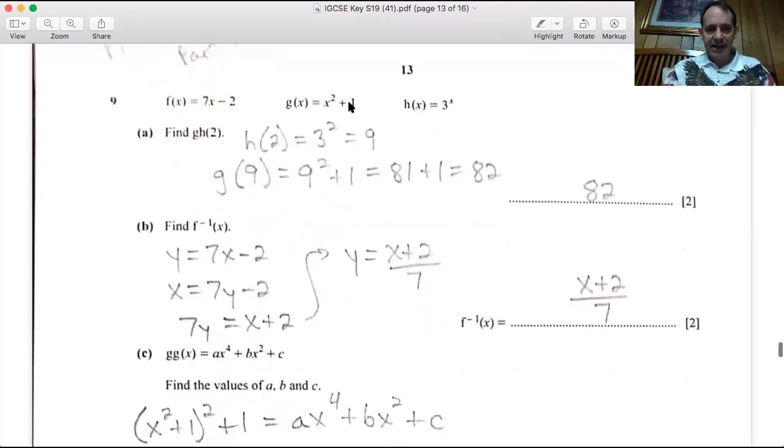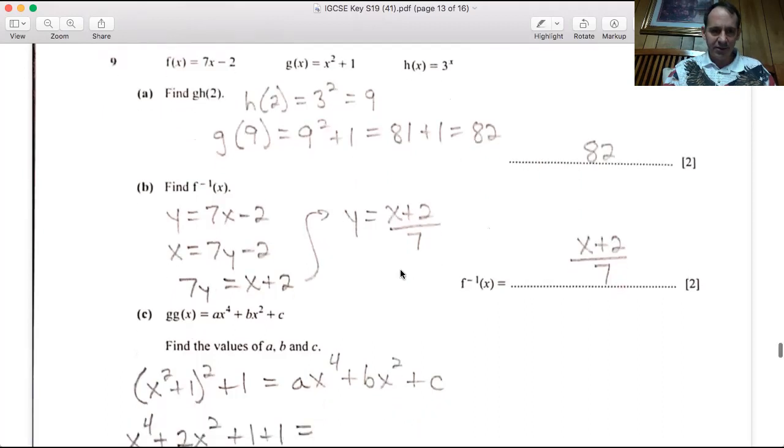So g of 9, put a 9 in here, we get 9 squared plus 1. 81 plus 1 is 82. So that is our answer. You work from the inside out. 2 goes into h, that answer then goes into the g, and what you get from that's your final answer.